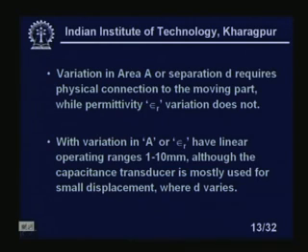With the variation in A or epsilon r, we have a linear operating range, usually 1 to 10 millimeter, although the capacitance transducer is mostly used for small displacement where D varies. So, it is used for very small displacements. For larger displacement we have many other sensors like potentiometers, presets and all these things. Usually we can use this capacitance sensor for smaller displacement measurement.